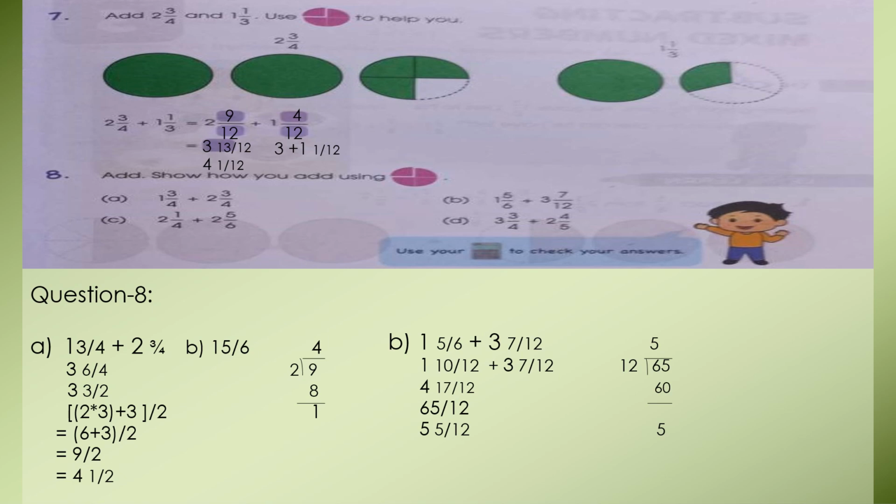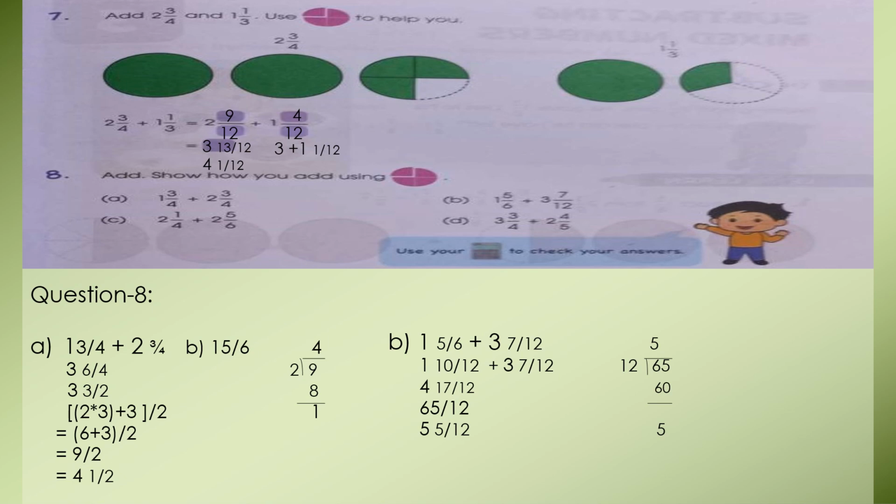But before addition, we have to make the denominator the same. So we are going to multiply and divide 3 over 4 by 3, so it becomes 9 over 12. And in case of 1 over 3, we are going to multiply and divide it by 4, so it becomes 4 over 12.